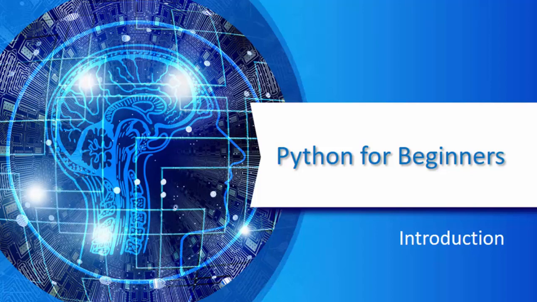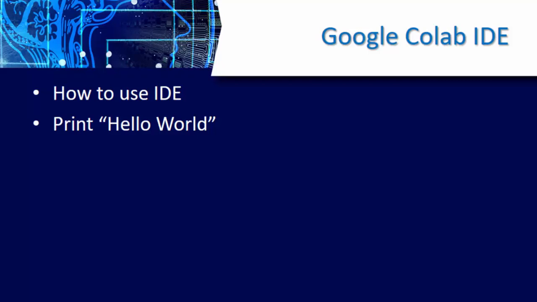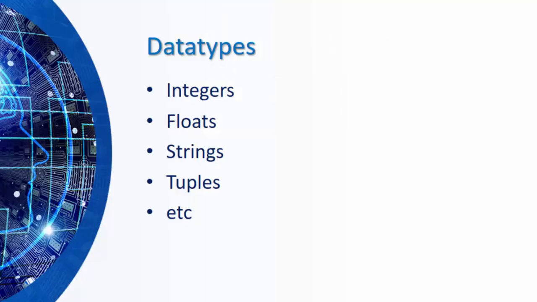So let's look at the syllabus. We will look at Google Colab and how to use the IDE. Then we will print hello world just to test how the IDE is working. Next we will look at some of the data types: integers, floats, strings, tuples, etc.